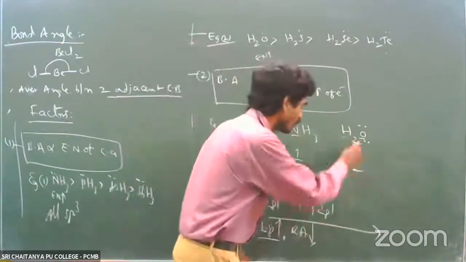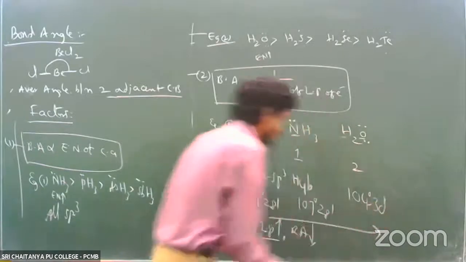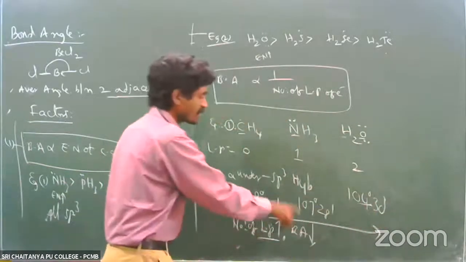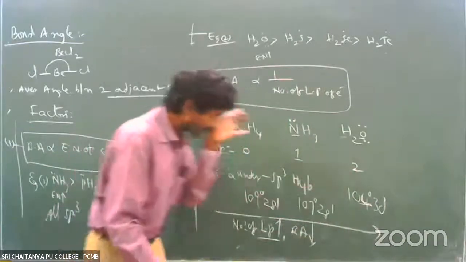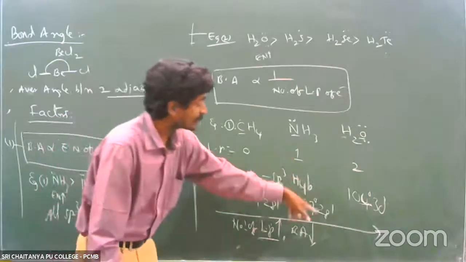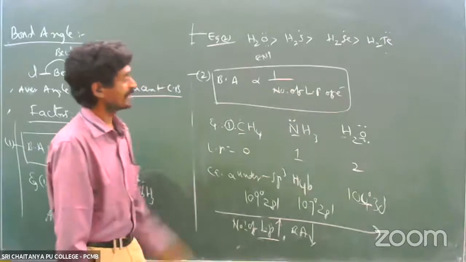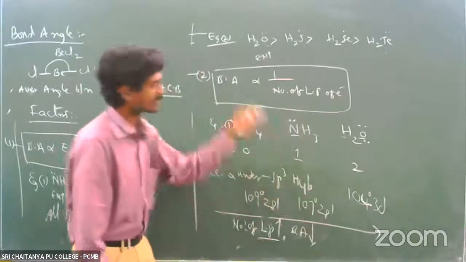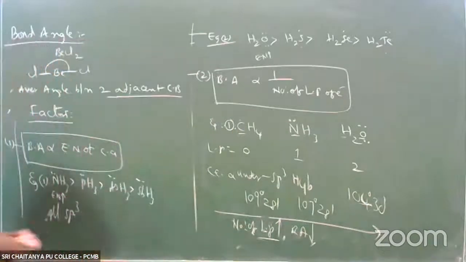That's why in H2O the bond angle is 104 degrees 30 minutes. This is 109, this is 107, this is 104. All have sp3 hybridization, but because of the lone pairs the bond angle is reduced. That means bond angle is influenced by the number of lone pairs. When the number of lone pairs is more, repulsions are more, and because of that the bond angle is reduced more. Right. Next one.